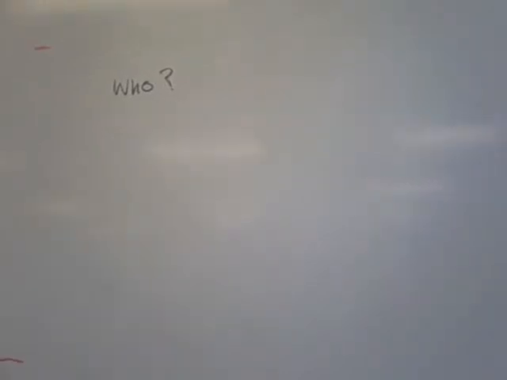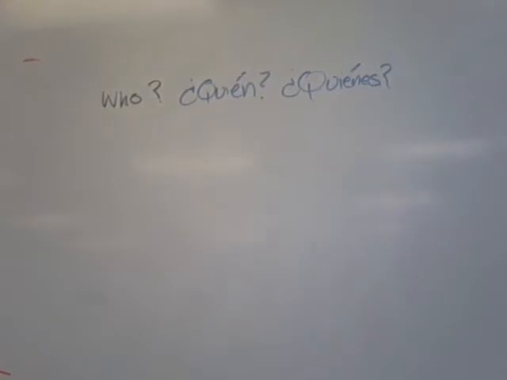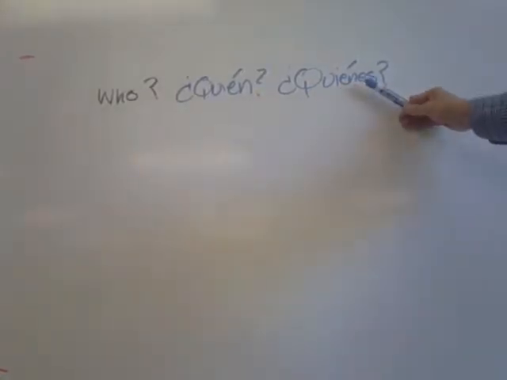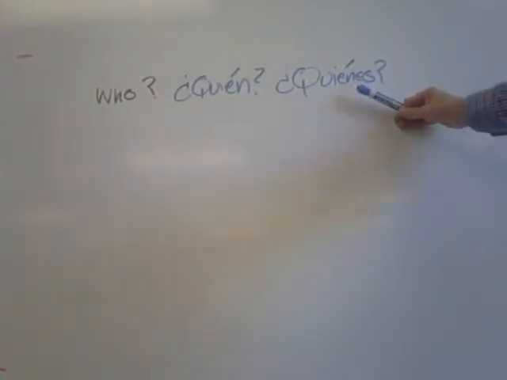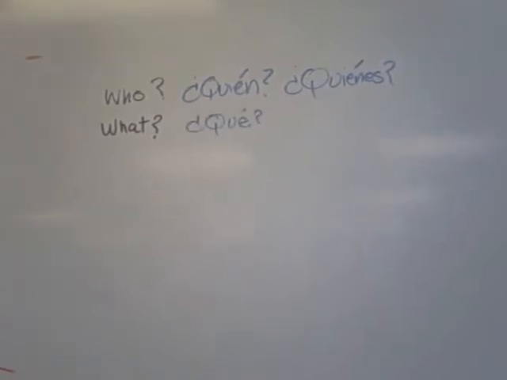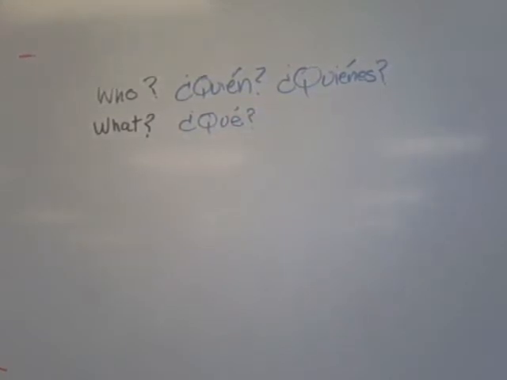Our first word is who, and the Spanish is quién or quiénes. Notice the Spanish words have accents. Quién is who, and it's only one person. Quiénes is who, and I'm expecting more than one person to be involved in it. What? ¿Qué in Spanish? Notice that qué also has an accent over the E. Otherwise, it could mean something else, like that.